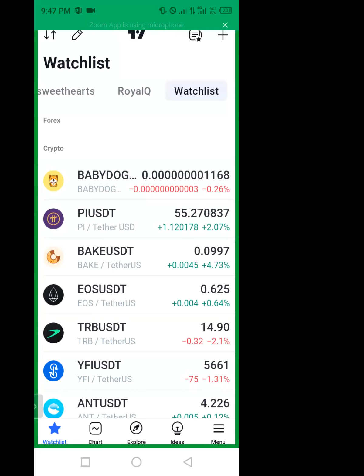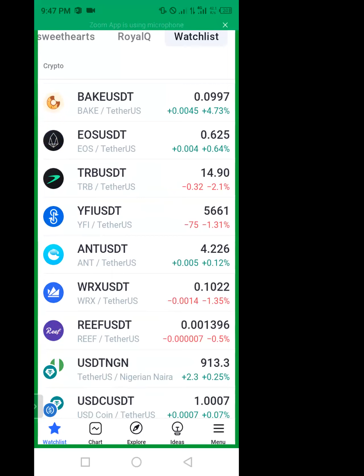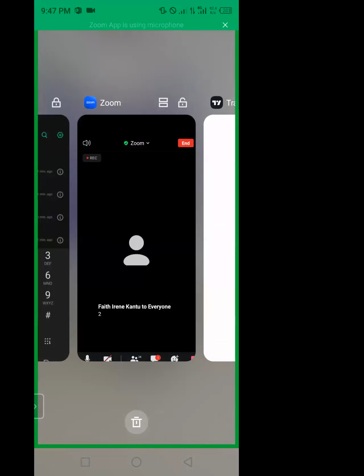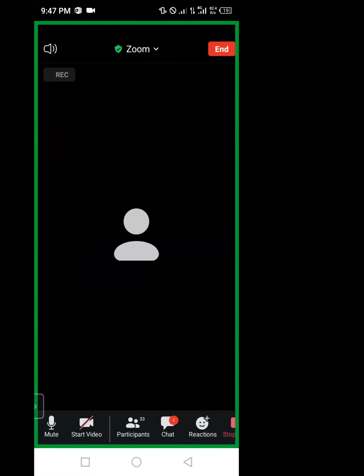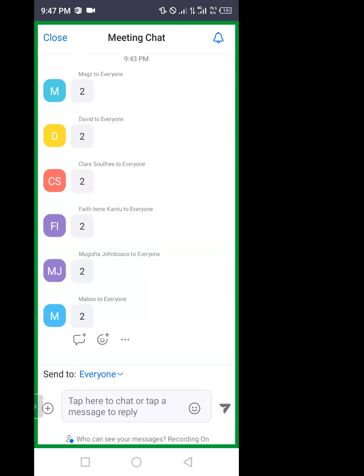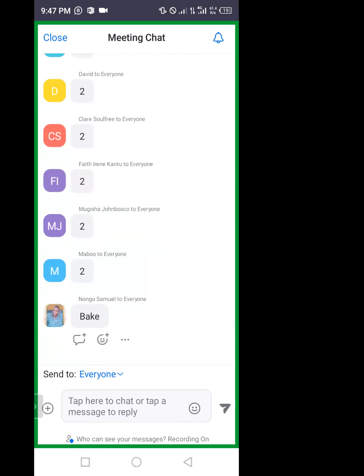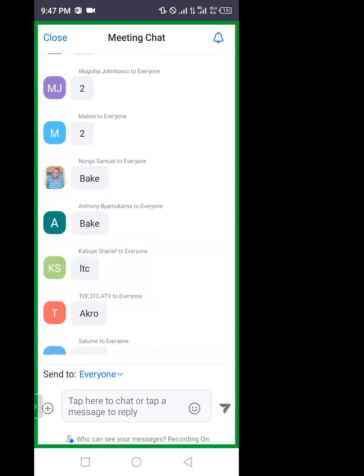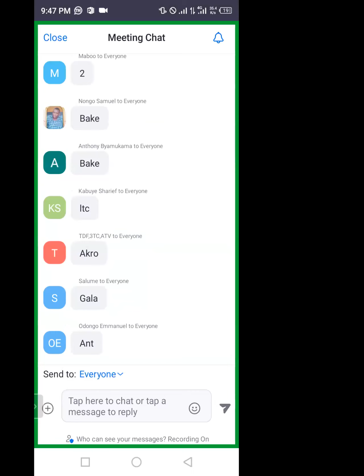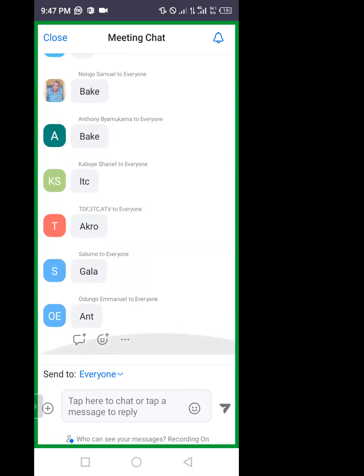This time round, who can propose what we can use? Please go to the chat room and propose the coin we can look at. Someone has said back, another says LTC, Acro, Gala, Auntie. Another one, another one. All these ones are currencies.